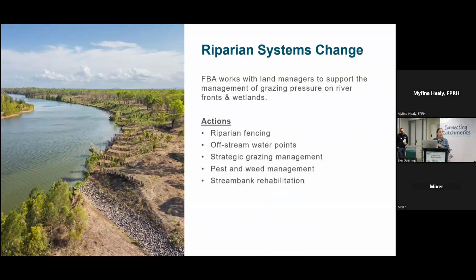Lastly, we have our riparian systems changes, and these can go from fencing off smaller waterways to really major stream bank restoration sites. Some of the actions that we do are riparian fencing and putting in off-stream water points, because often your riparian areas are sweeter country for your cattle to graze, so they often favour those areas, leading to a degradation in the land conditions. So putting in off-stream water points and fencing attracts cattle away from those areas.